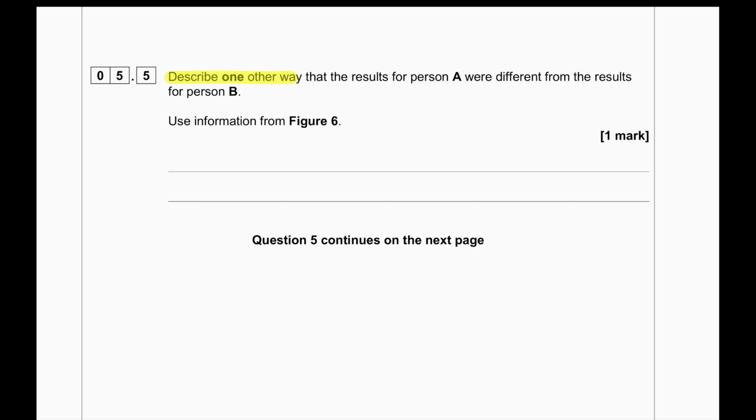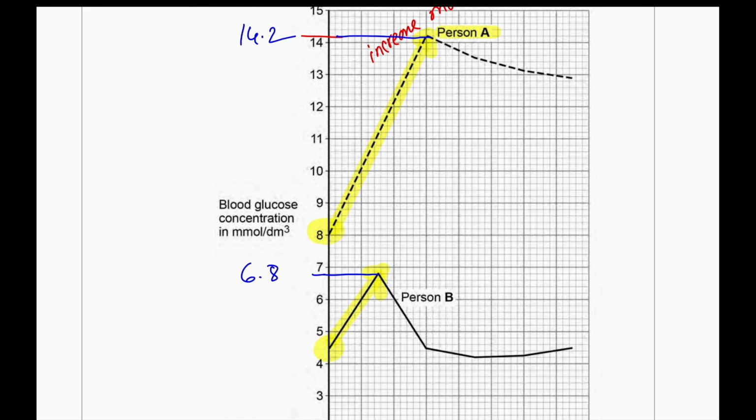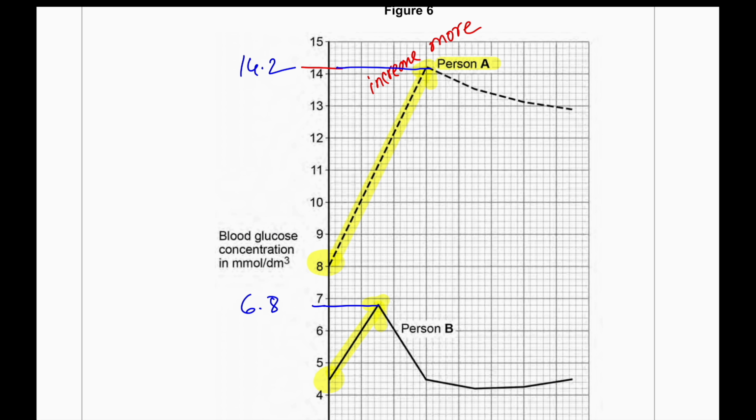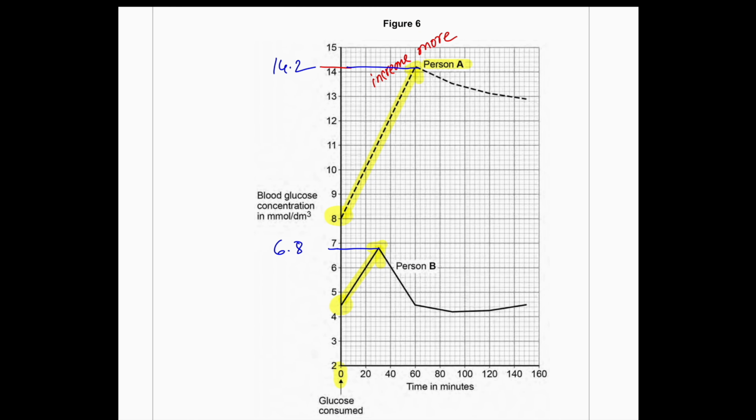Describe one other way that the results for person A were different from the results for person B. So let's look into the information. We can see the results of person A are much higher. Already we talked about it. We will say that the result peaks at a different time, which in the case of person A, it peaks at 60 minutes, whereas in the case of person B, it peaks at approximately 30 minutes.